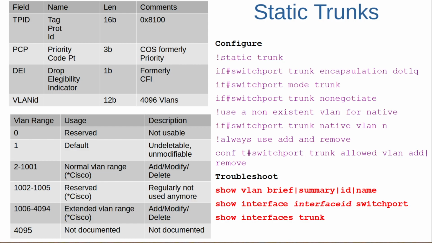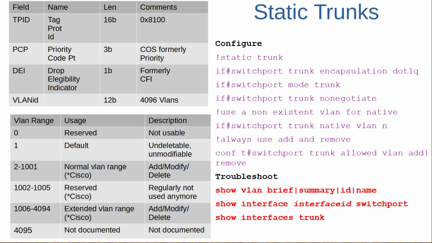Next, you have to remember the Cisco VLAN ranges. VLAN 0 is reserved, you cannot use it. VLAN 1 is the default. All Cisco switches come out of the box configured with VLAN 1 on all their ports. You cannot delete or modify VLAN 1. Then you have the normal VLAN range for Cisco that includes VLAN number 2 to 1001. You can add, modify, or delete VLANs in this range. This range comes from an ancient Cisco protocol known as ISL that could only handle about 1000 VLANs.